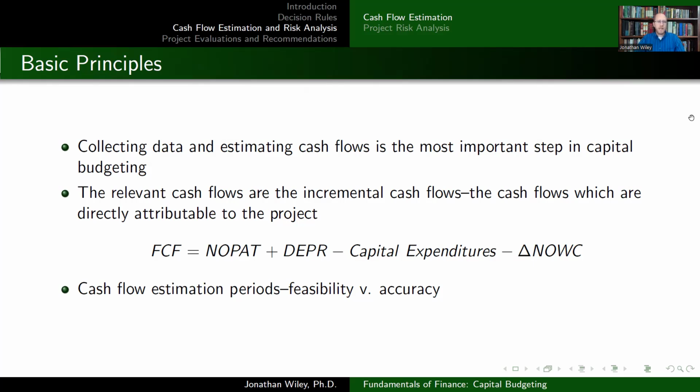If it's a cash flow that's going to happen, whether I do the project or not, that's not a relevant cash flow. I don't really care about that. What I care about is, if I do the project, this cash flow happens. If I don't do the project, the cash flow does not happen. That's the cash flow I'm looking for.